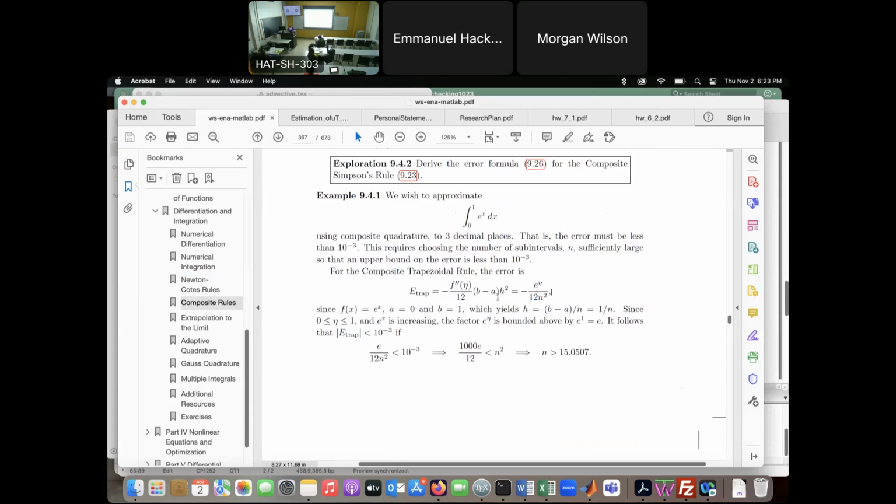Now, eta is an unknown point between 0 and 1, but the exponential function is increasing. So the largest that this can be is e to the first, so in other words, e. So now I can say that the absolute value of the error is bounded by e over 12n squared. So now I set that less than 10 to the minus 3, and then I solve for n. And this is what I get. So as long as I use at least n equals 16, I have a guarantee that the error in the composite trapezoidal rule will be less than 10 to the minus 3.